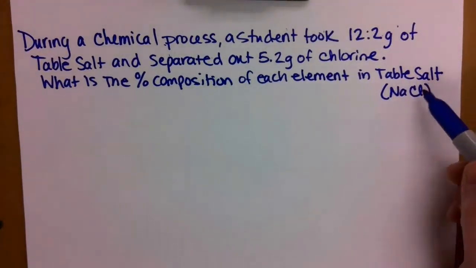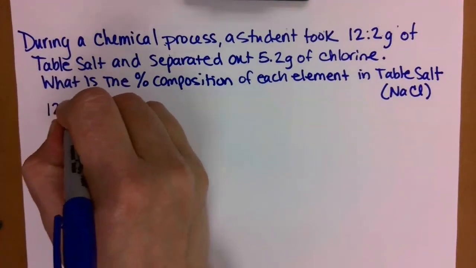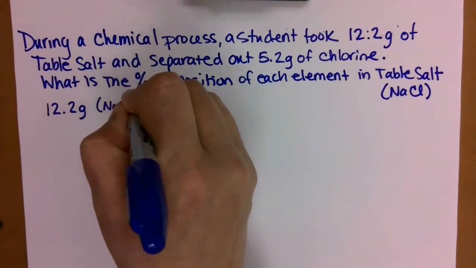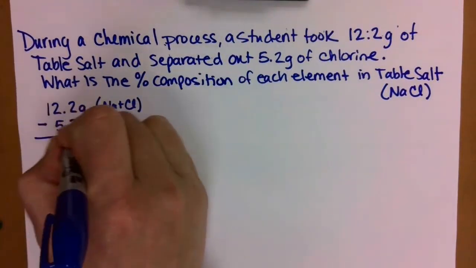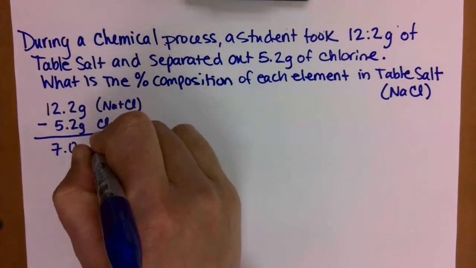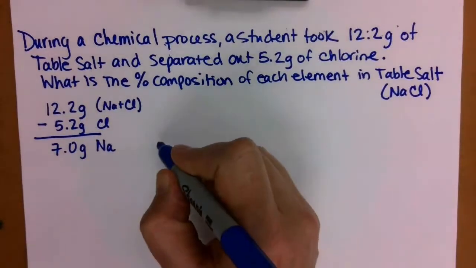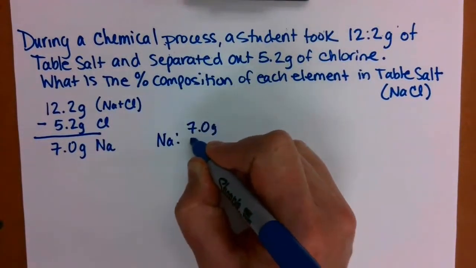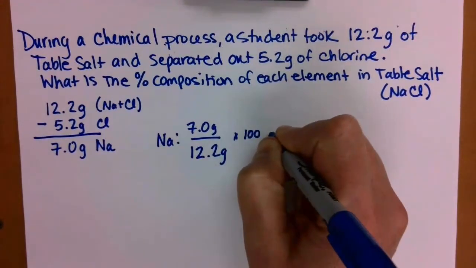Okay, so because I know table salt is sodium and chlorine, I simply start with the fact that 12.2 grams, which would be both sodium and chlorine, and subtract away the amount of chlorine that was separated, 5.2 grams of chlorine, and that would tell me that a total of 7.0 grams of sodium should have been remaining. Okay, so now that I know the mass amounts of the two elements that make up my table salt, I'm simply going to figure out their percent composition by taking, for my sodium, the 7 grams and dividing it by the full mass of the sample size and multiplying that by 100.